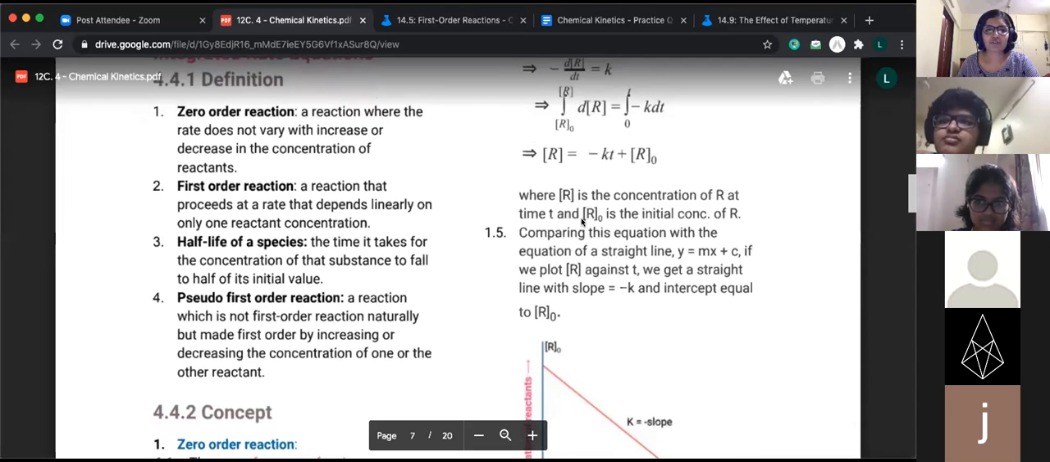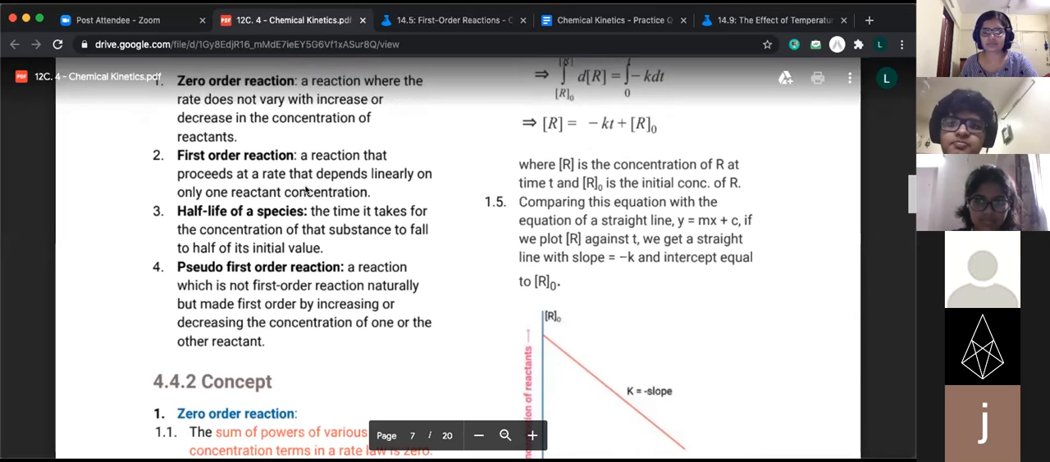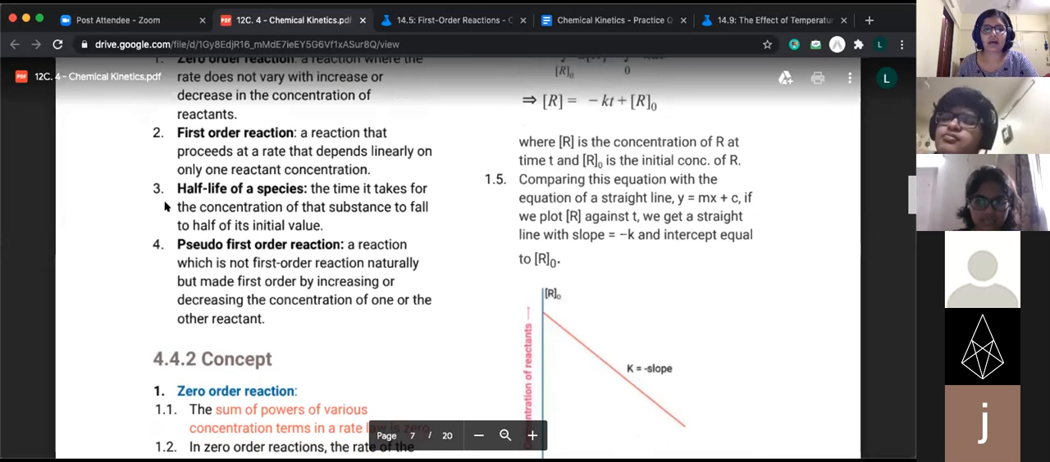Alright. So zero order reaction, first order reaction, you guys are aware of, you're clear. So that's all depending on what is the dependency of the concentration of the reactant for that particular rate of a reaction. Okay. Half life ka meaning hai the time that it takes for the concentration of that substance to fall to half of its initial value.